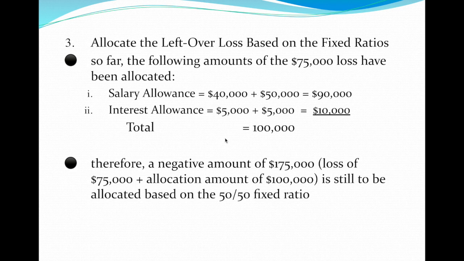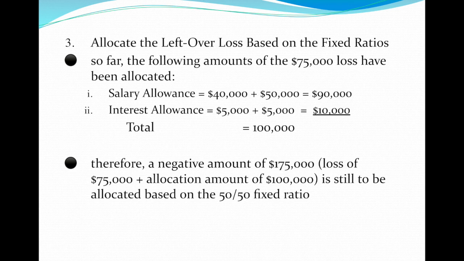However, because we're taking a loss at this point, the $100,000 is taken out of our net income. Remember when we had our $150,000 income? We took $100,000 out of that, and there was $50,000 left over that had to be divided according to the fixed ratio. Now, in this case, we haven't made a net income. We've made a net loss of $75,000.